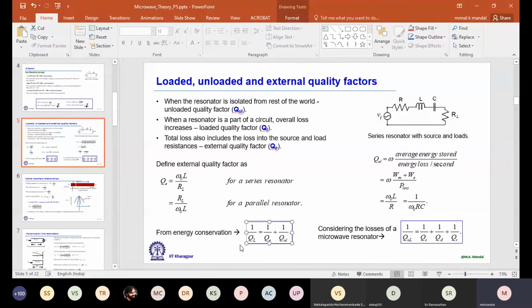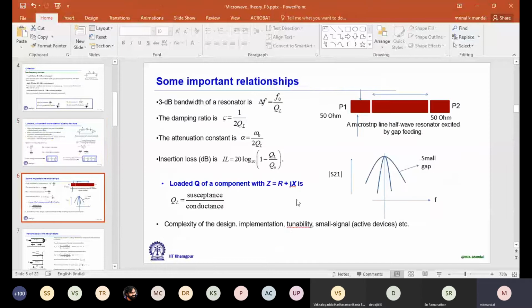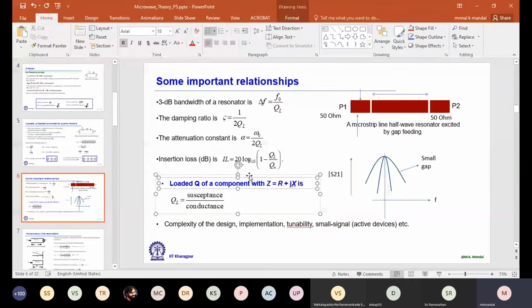Practically it is easier to determine QL from the bandwidth. For Q external also we have some technique. Then from that you can calculate QU, the unloaded quality factor. Otherwise, if it is isolated from the rest of the world, how can we excite it and how can we measure the unloaded quality factor? That's why usually we can't directly measure the unloaded quality factor, but we can measure the external quality factor and the loaded quality factor, and from that we can conclude. Well, I don't think it has been covered in your circuit theory.